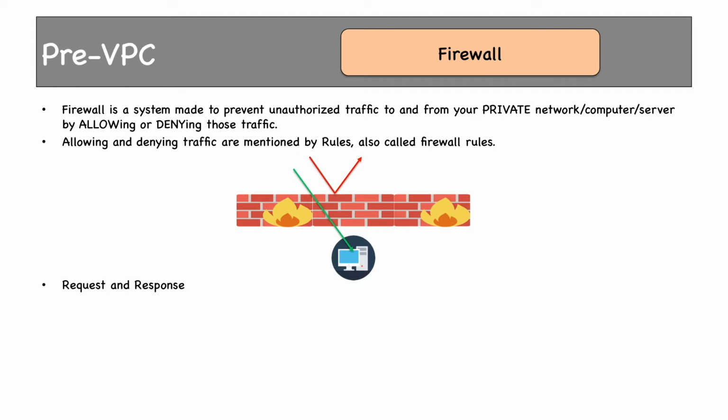This is how the entire network works. Every machine sends requests to other machines and waits for their responses. Request and response play a very important role in network communication. Let's see an example now.